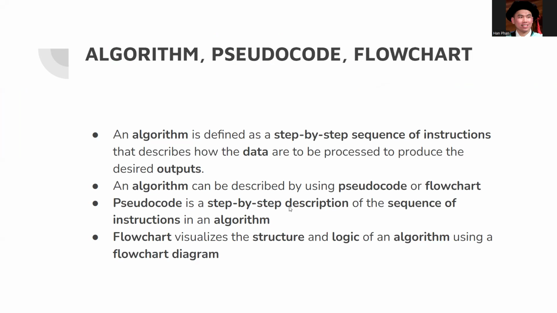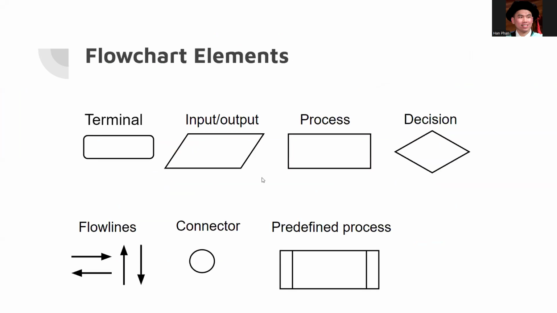Pseudocode is a step-by-step description of the sequence of instructions in an algorithm. A flowchart visualizes the structure and logic of an algorithm using a flowchart diagram. Let's look at the flowchart elements. We have the terminal, the input or output, the process, the decision, the flow lines, the connector, and the predefined process.